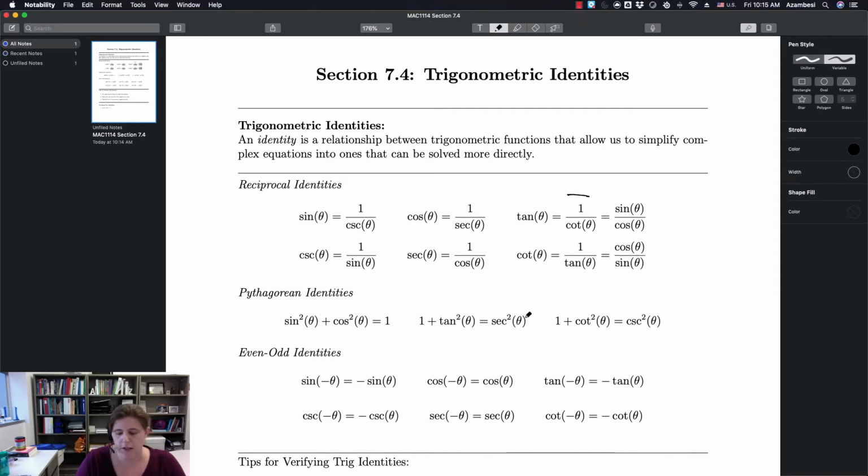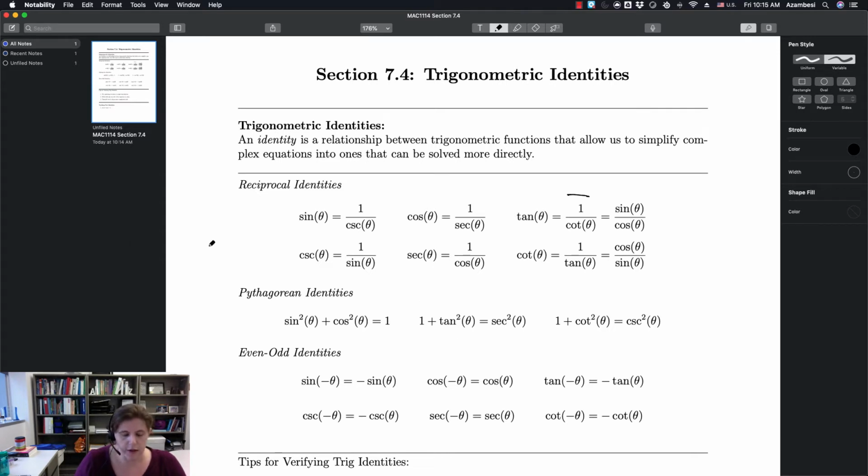And then tangent has a reciprocal relationship as well as a ratio relationship. So tangent of theta is 1 over cotangent of theta and can also be written as sine of theta over cosine of theta. Cotangent, 1 over tangent, can be written as cosine over sine.